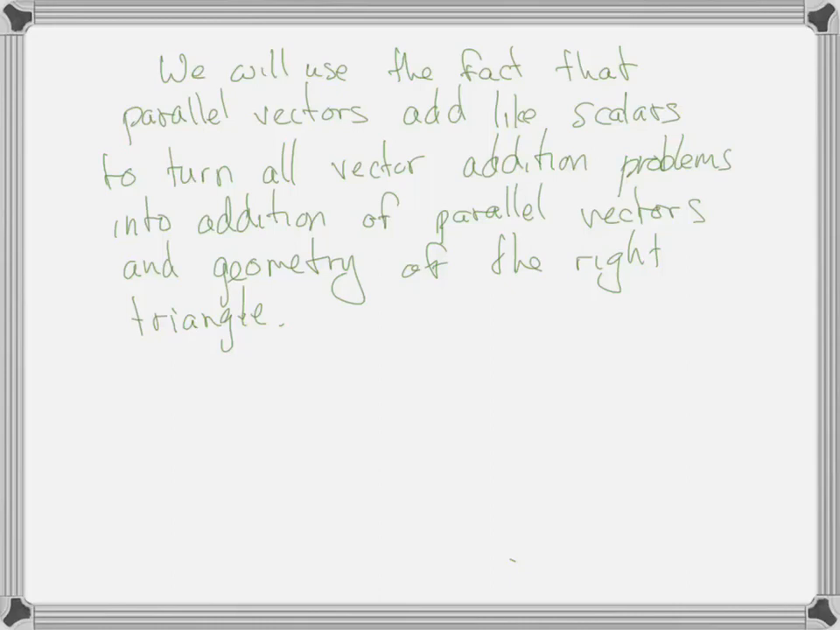And we're going to do that by learning about what's called vector components. We're going to take vector components using the geometry of the right triangle in order to add vectors like scalars, and then we will have a right triangle again that we can turn back into a final vector. What do I mean? Okay, let's do vector components first, and then we'll come back to this.